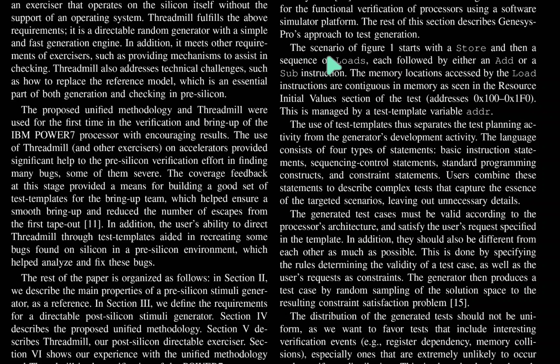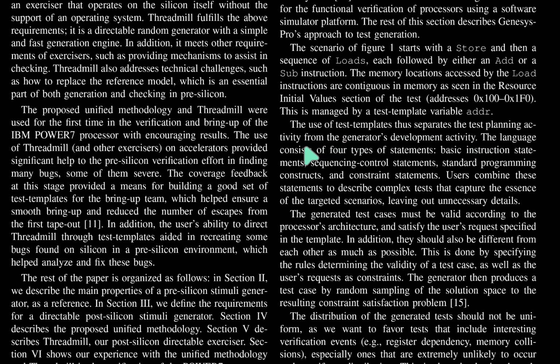So the scenario of Figure 1 starts with the store and then a sequence of rows, each followed by either an add or a sub instruction. The memory locations accessed by the load instructions are contiguous in memory, as seen in the resource initial values section of the test, address 0x100 to 0xF1F0. This is managed by the test template variable address. The use of the test template thus separates the test planning activity from the generator's development activity.